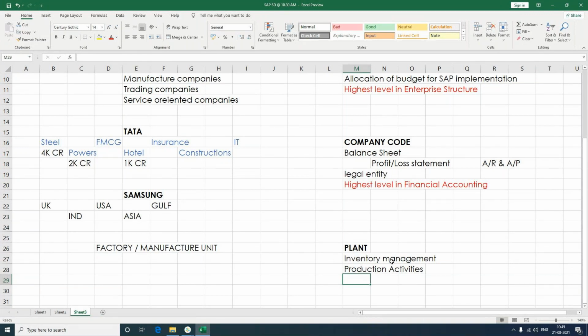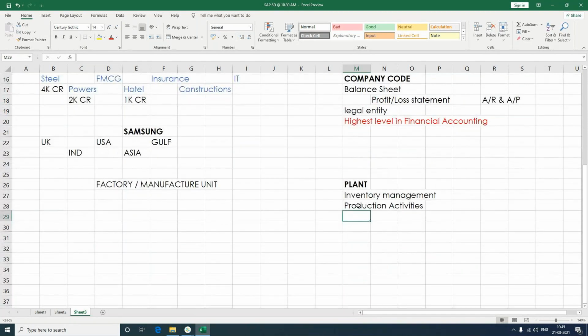So here you need to know plant is used in two ways. One for storage, second for production, for manufacturing. So instead of calling it a factory or manufacturing unit, in SAP terms, we call it a plant. Simple. And one company or one business can have multiple plants maintained at different locations. Factories can be maintained at different locations. So please try to understand the terminologies, how they are going to be used. Instead of calling it a factory, we call it a plant. That's it, nothing more than that.